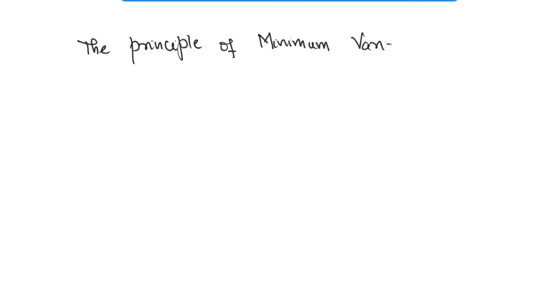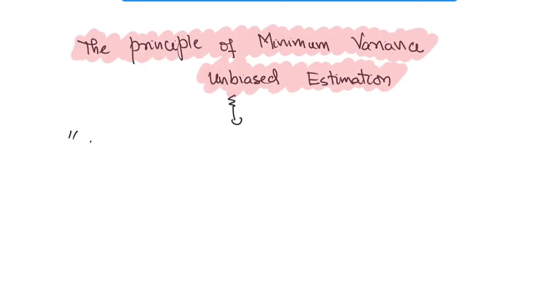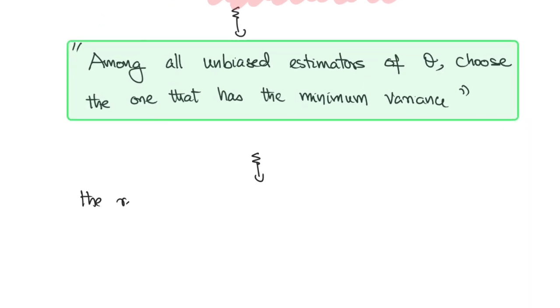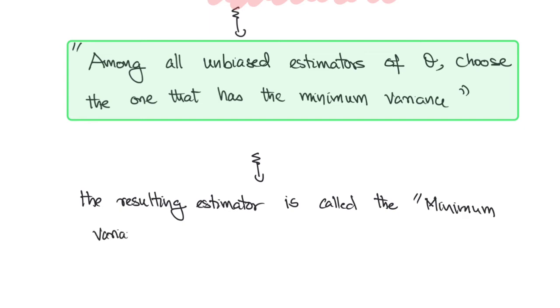We can now use the variance of an estimator to state the principle of minimum variance unbiased estimation, which says that among all unbiased estimators of the population parameter theta, you want to choose the one that has the minimum variance. The resulting estimator will be called the minimum variance unbiased estimator for the population parameter theta.